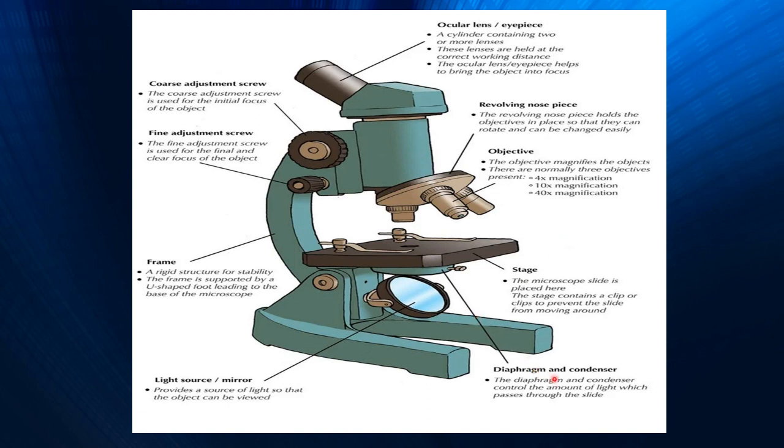Next comes the diaphragm and the condenser. The diaphragm and the condenser control the amount of light which passes through the slide, so they also play a dual role in the magnification of the image. The light source or the mirror provides a source so that the object is viewed. The frame gives stability to the microscope. It is used to hold the microscope. It is U in shape. The fine adjustment screw helps in the final and clear focus of the object, whereas the coarse adjustment screw helps for the initial focus of the object.